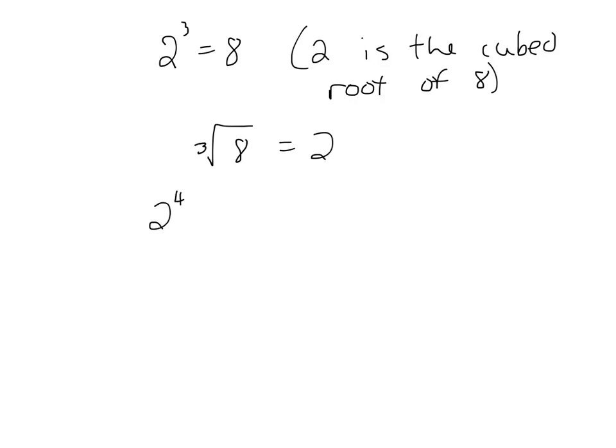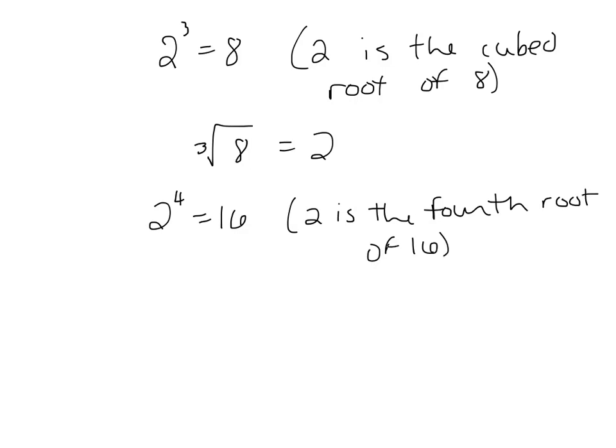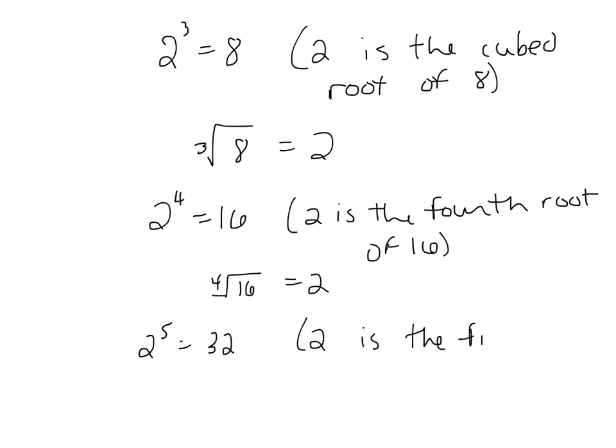2 to the 4th equals 16, so 2 is the 4th root of 16. So the 4th root of 16 equals 2. 2 to the 5th equals 32, which means 2 is the 5th root of 32. So we could write 5th root of 32 equals 2. So hopefully you kind of get the point. Then 2 to the 6th would be 64. So the 6th root of 64 would equal 2.